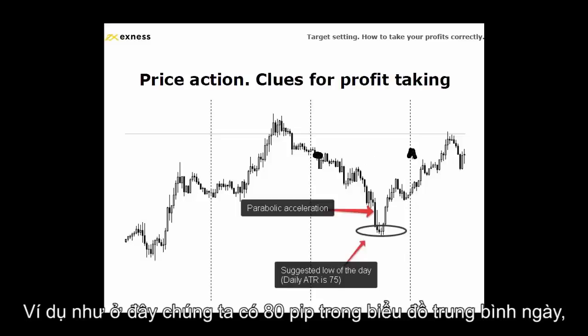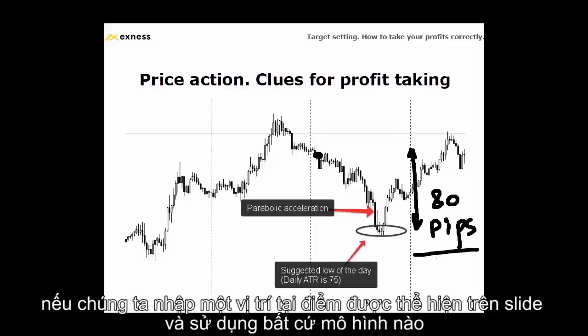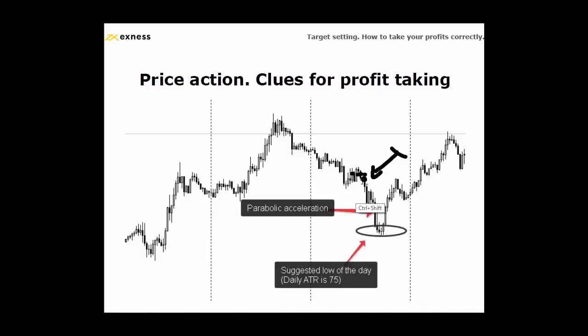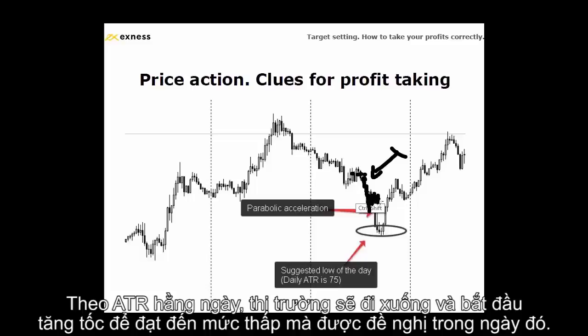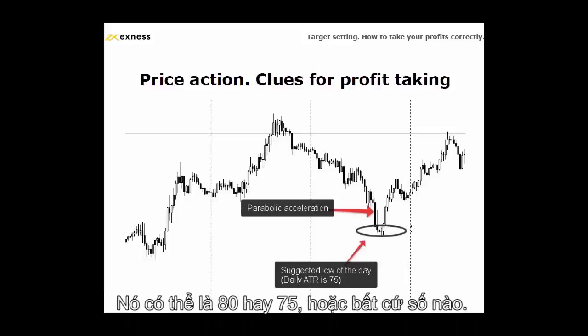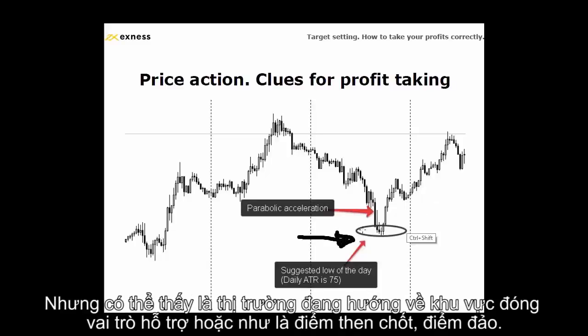Here, let's say we have 80 pips or so, 80 pips of the height. So if we are in position, for example, we enter the position somewhere here, I don't know, using whatever pattern, market is going down, and immediately it starts to accelerate, reaching the suggested low of the day according to daily ATR. It can be 80, 75, it can be whatever. But you see that market is entering the area which probably can act as a support or as a pivot point, reversal point.